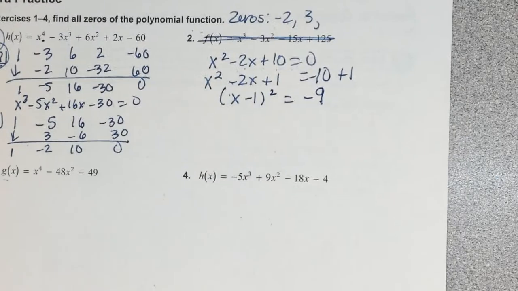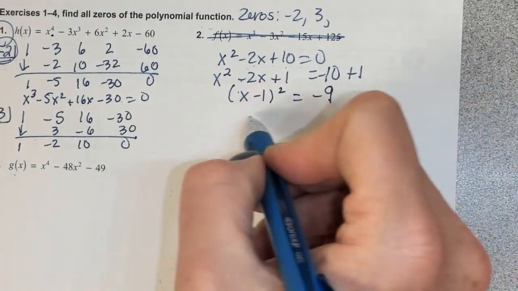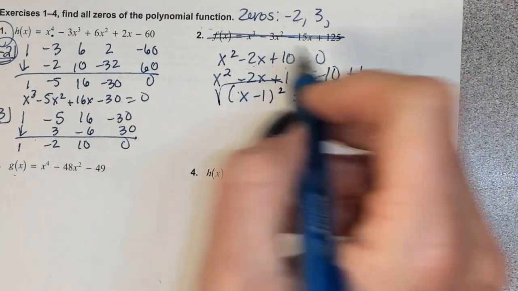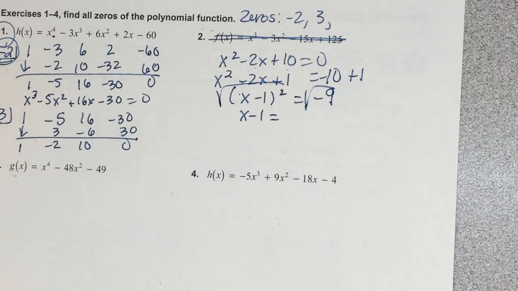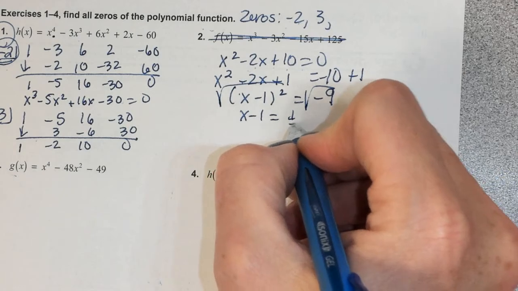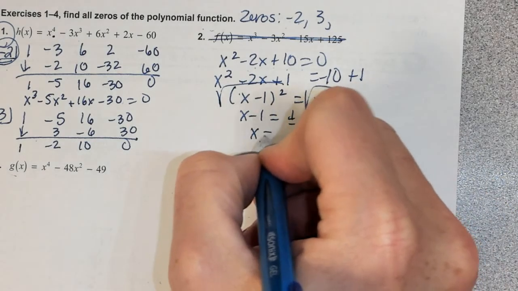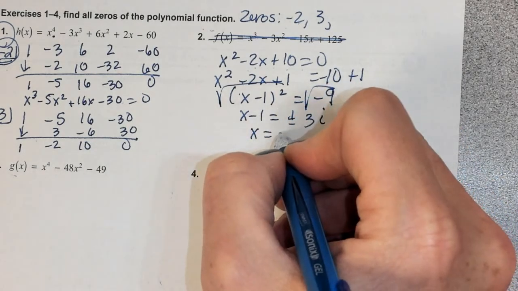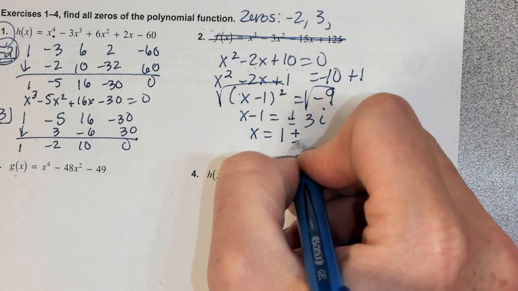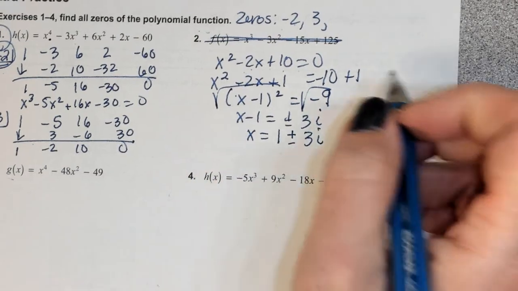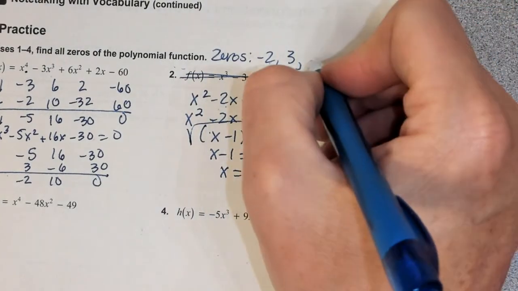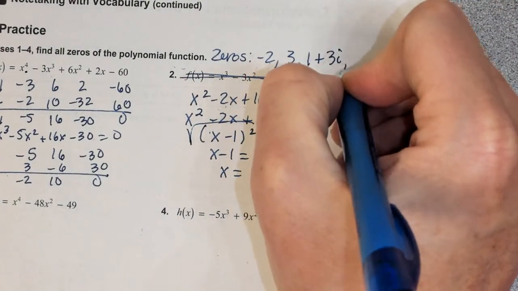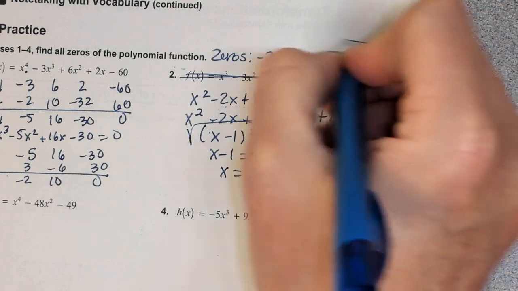Joey, what do I do now? Take the, so this is x minus 1. Do you know the square root of -9? Yep, plus or minus 3i. So now I'm going to have to take over the 1, so it's going to be positive 1 plus or minus 3i. So my solutions then are -2, 3, 1 plus 3i, and 1 minus 3i.